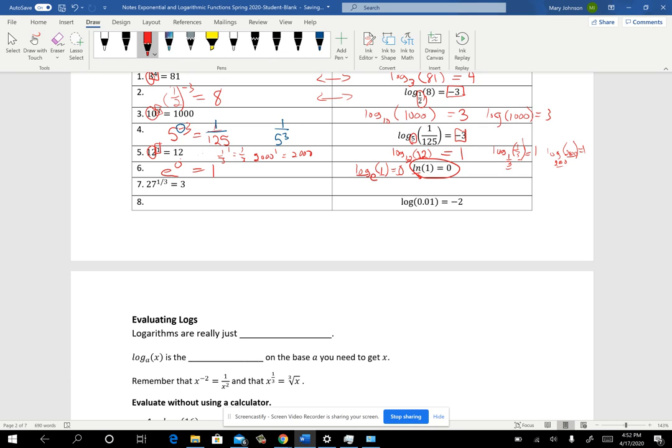Okay. Now, ln and e are not the same thing. Okay. They're inverses of one another. So log with a base of e is the same as an exponential function with a base of e.